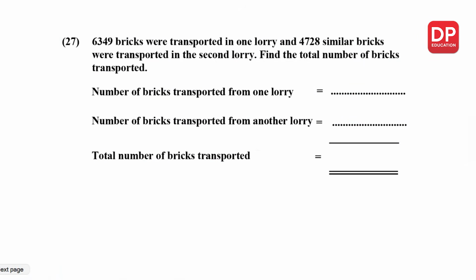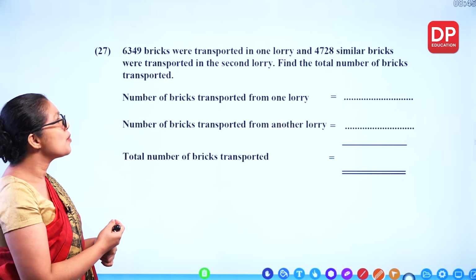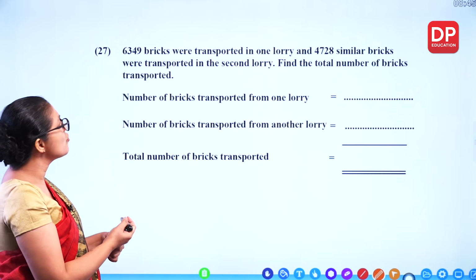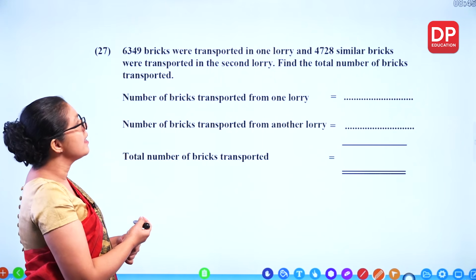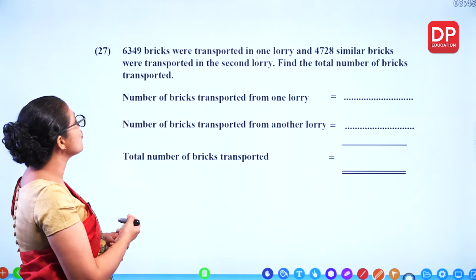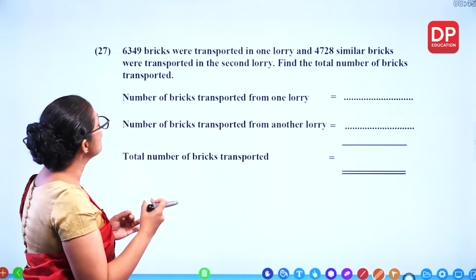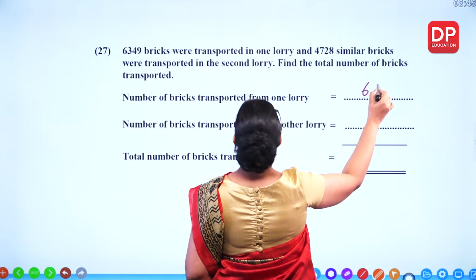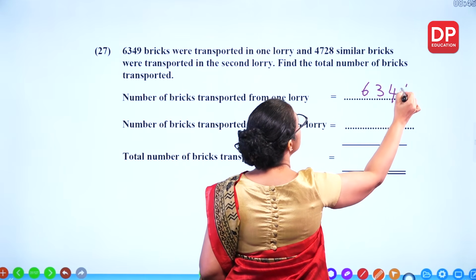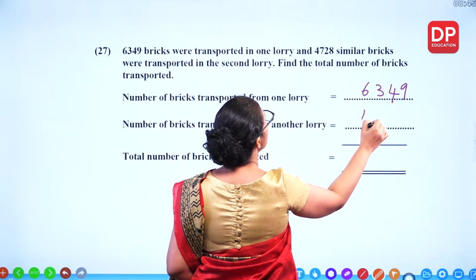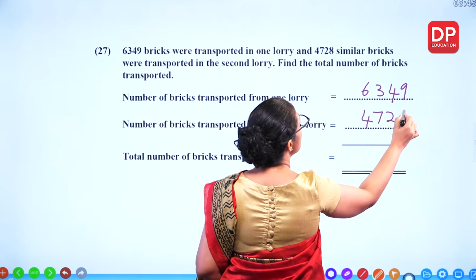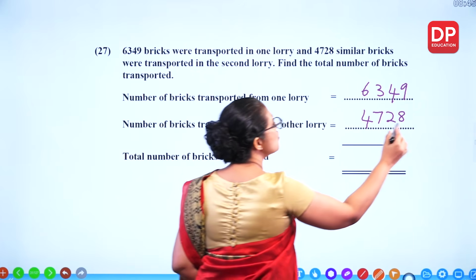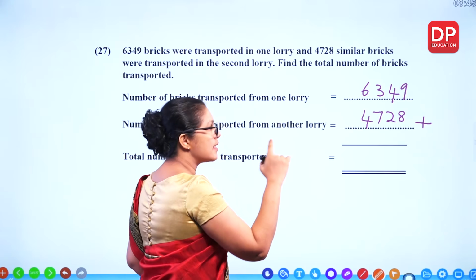This one, 6,349 bricks were transported in one lorry. 4,728 similar bricks were transported in the second lorry. Find the total number of bricks transported. So you have to first find this: in the first lorry, 6,349. In the second lorry, that's 4,728. To get the total, you add it.